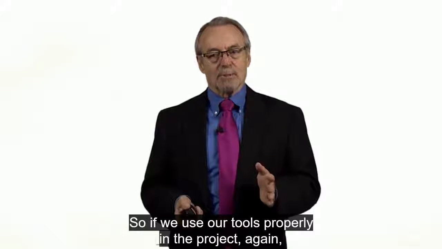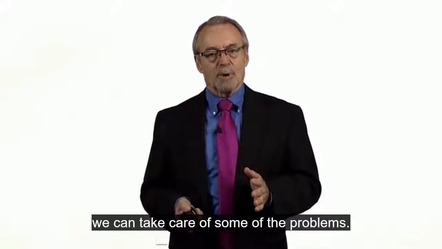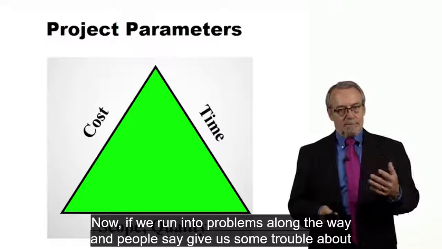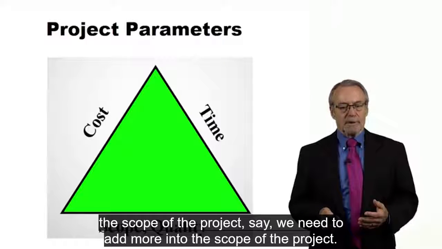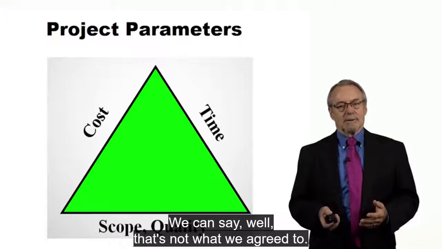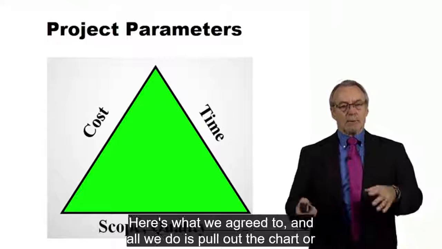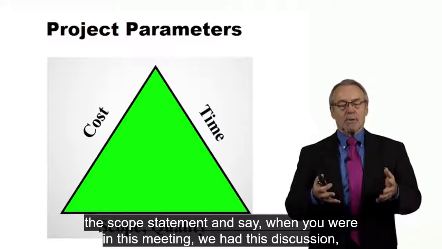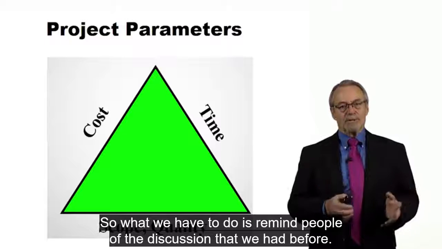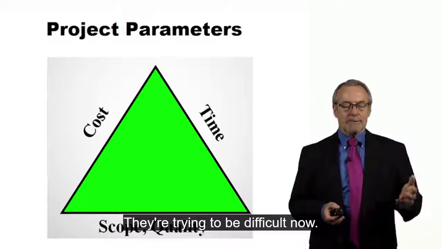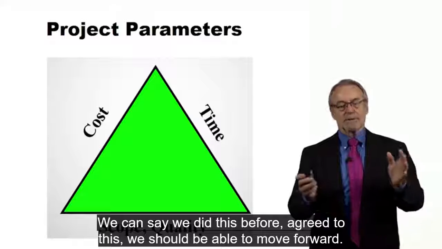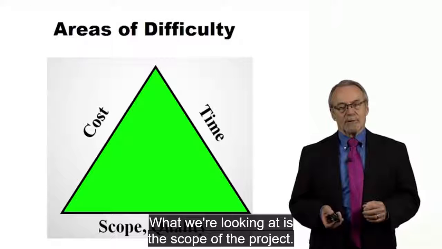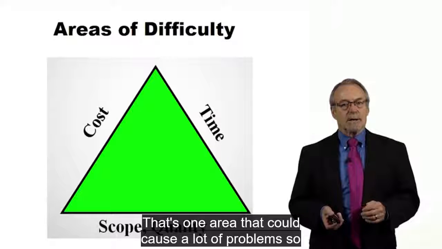So if we use our tools properly in the project, well, again, we can take care of some of the problems. Now, if we run into problems along the way and people give us some trouble about the scope of the project, say, you know, we need to add more into the scope of the project. We can say, well, that's not what we agreed to. Here's what we agreed to, and all we do is pull out the charter, the scope statement, and say, when you were in this meeting, we had this discussion, we all agreed to this. So all we have to do is remind people of the discussion that we had before. If they're trying to be difficult now, we can say, we did this before, agreed to this, we should be able to move forward. What we're looking at is the scope of the project. That's one area that can cause a lot of problems.